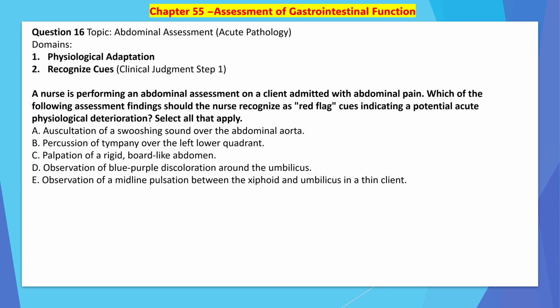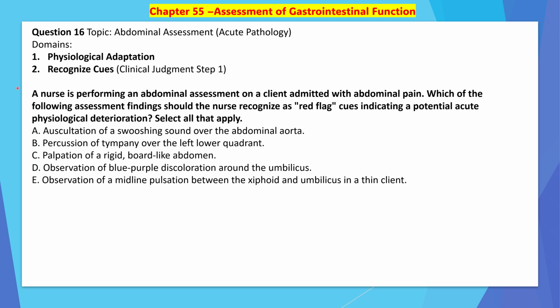The last question, question 16, for pathology, abdominal assessment. So we have psychosocial adaptation and recognize cues. A nurse is performing an abdominal assessment on a client admitted with abdominal pain. Which of the following assessment findings should the nurse recognize as red flag cues indicating a potential acute physiological deterioration? Select all that apply.